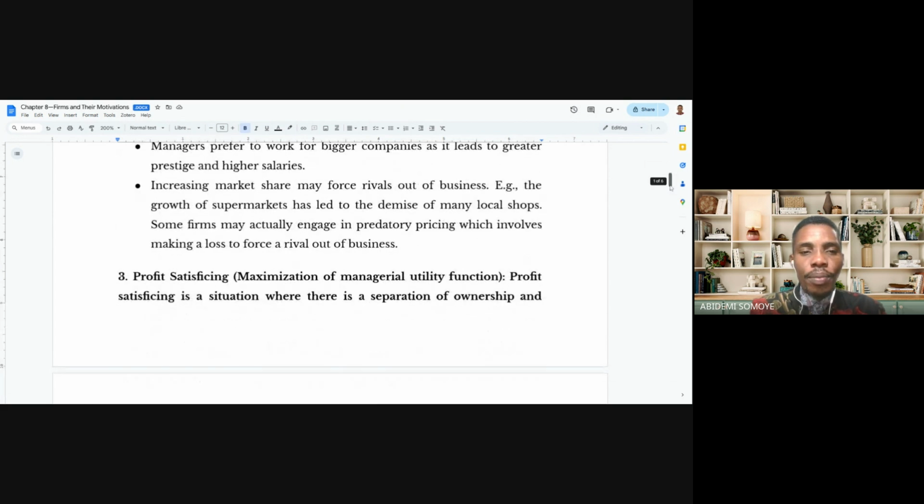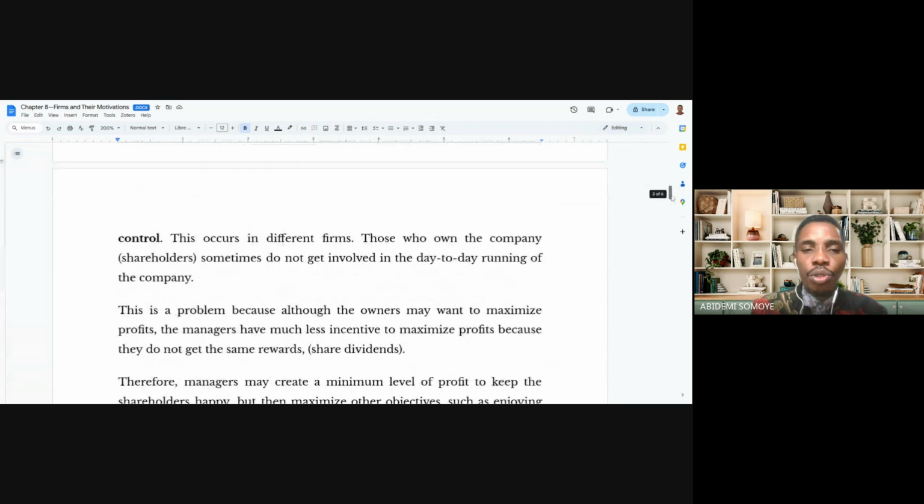Then you have number three, profit satisficing. We could refer to this as the maximization of managerial utility function. Profit satisficing is a situation where there is a separation of ownership and control. This occurs in different forms. Those who own the company, the shareholders, sometimes do not get involved in the day-to-day running of the company.